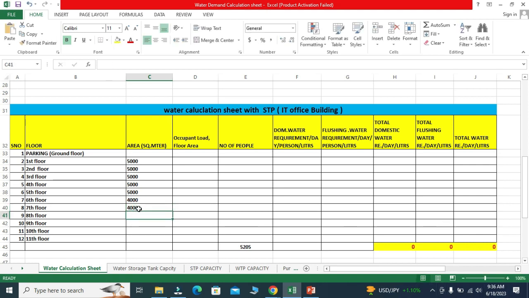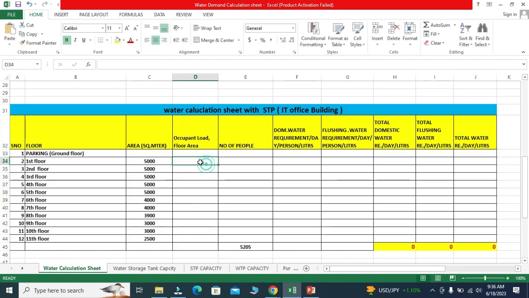Okay, then the eighth is 3900 square meter, then 3000. So in this way we can get it from architectural drawing, from floor plans, from CAD, AutoCAD. Here I am assuming, let's say, 11th floor is 3000, 2000, 2500. So in this way we can get the area from the architectural plan, floor plan.